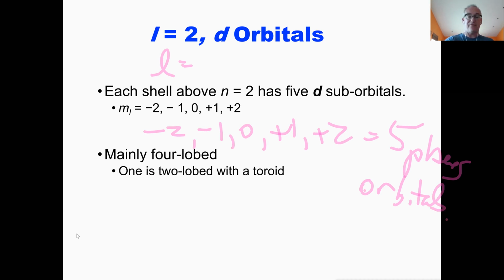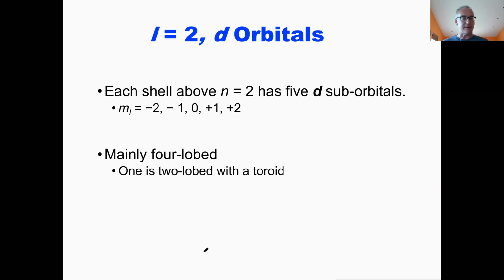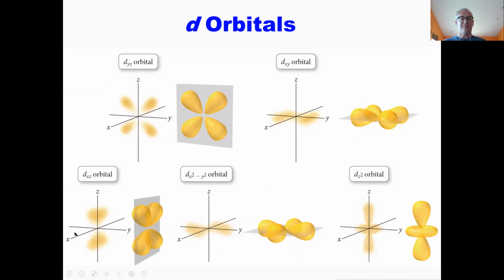Now, these have 4 lobes. They look like 4 balloons tied together rather than 2. And the 5th one is a toroid. Don't even ask me to explain that one. But 4 of them kind of make sense, and then the 5th one is a really weird shape. Let's have a look at what that one looks like. So the first 4 kind of make sense because they sort of look like p orbitals, only sort of split in half.